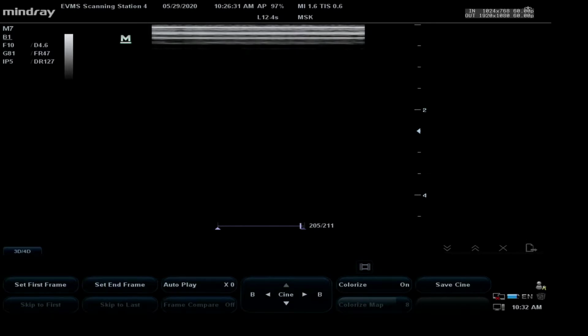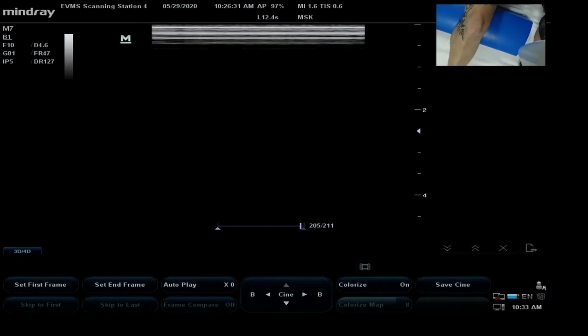Okay, so as with everything else, when we do an ultrasound, we want to walk up to our machine and be sure that we have the appropriate probe attached, and in this case it's going to be our linear probe. And we can see from the image that this is indeed the linear probe.